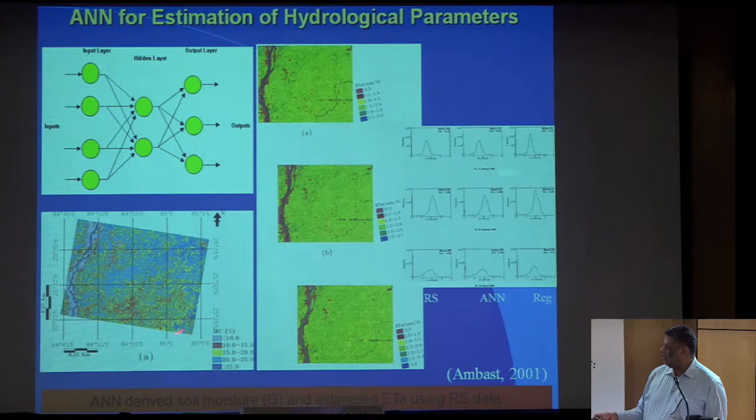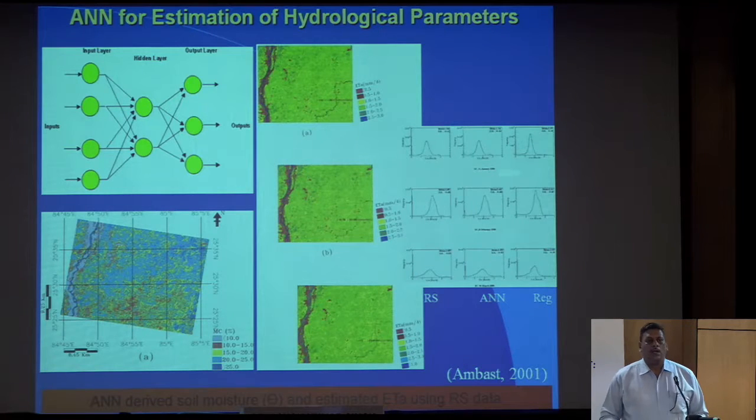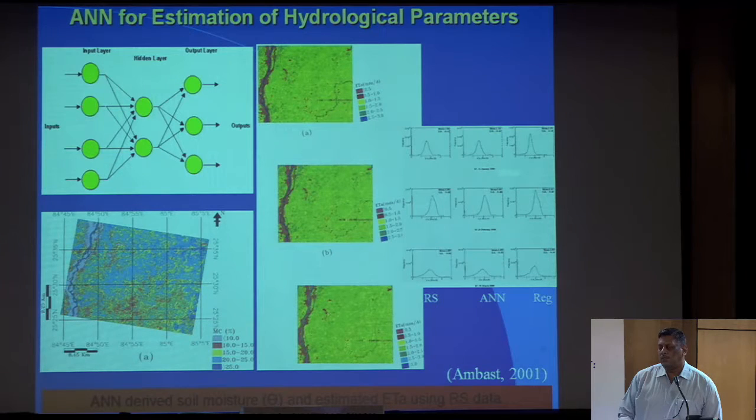You can see it is derived, and this is the ET also, because this work was done on 16 February 2000 data of the Landsat TM. And you can see that it was taking too much time to calculate, and that's why we thought whether the ANN can also be employed for cutting the time and efficiency.